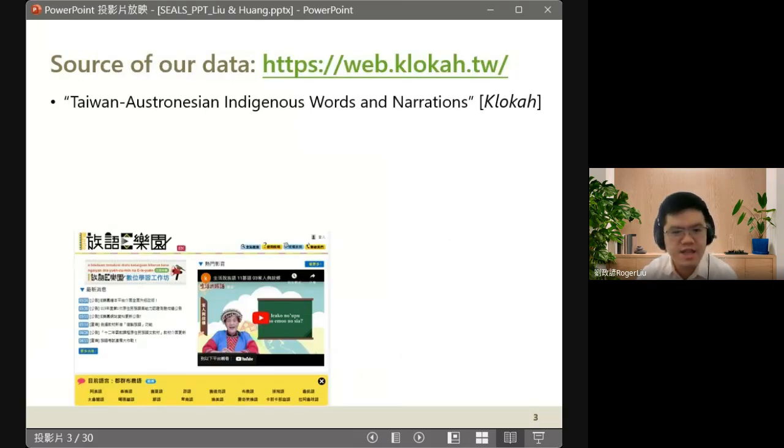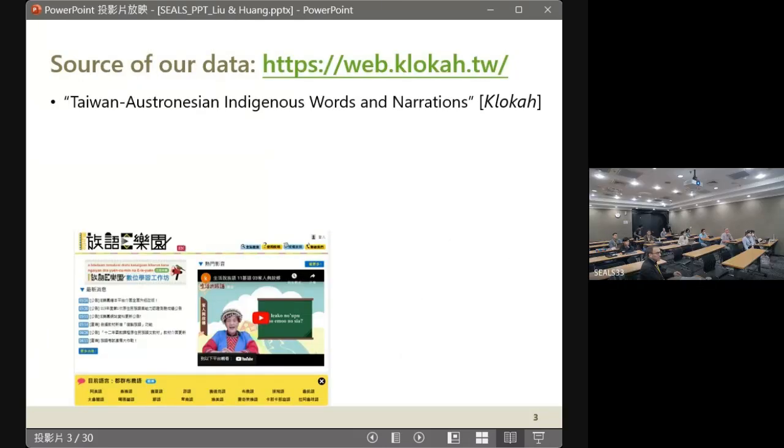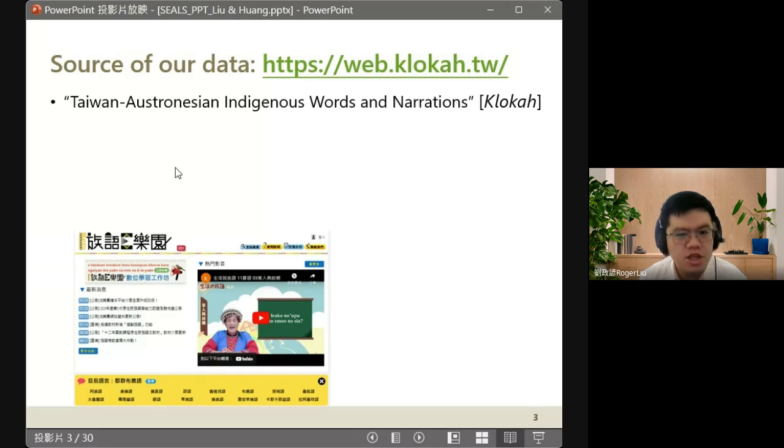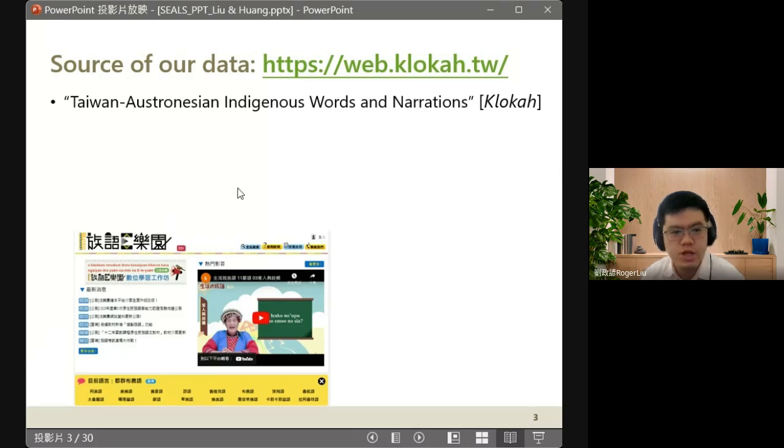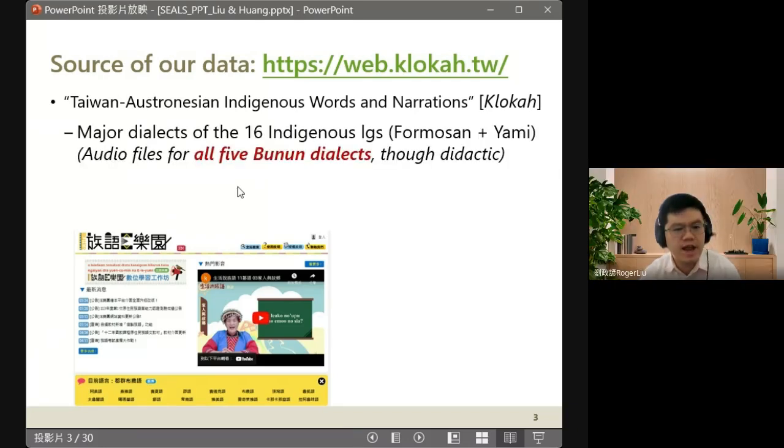The source of our data in this study is the Taiwan Austronesian Indigenous Words and Narrations, dubbed as GLOCA, or for someone more familiar with Chinese, it is called 族语一乐园, the Wonderland for Indigenous Languages. It contains the major dialects of all 16 indigenous languages in Taiwan, including Formosan languages and Yami. And it has all the audio files for all five Bunun dialects, although it is a little bit didactic.